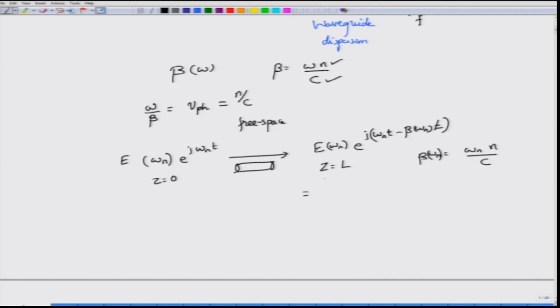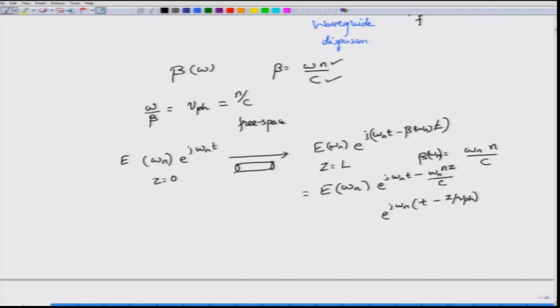So, if you rewrite the electric field that you are seeing at the output, it turns out to be E of omega n. This is the amplitude of the electric field at the frequency omega n. You have e power j omega n t minus omega n into z by c, right. So, this is what you get. You can remove e power j omega n outside. So, I can remove this omega n as a common factor in this numerator. So, what I get is t minus z by Vph, where Vph is the phase velocity.